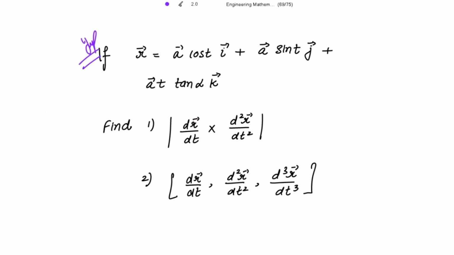Hello friends, this is a very important question. If the r vector is given to you in this format, then we have to find the absolute value of the cross product of the first derivative and the second derivative of r. And secondly, we need to find the scalar product of these. So let's start with the solution, but before that, let's introduce the scalar triple product of vectors.